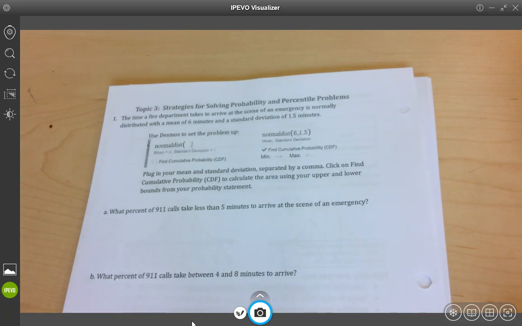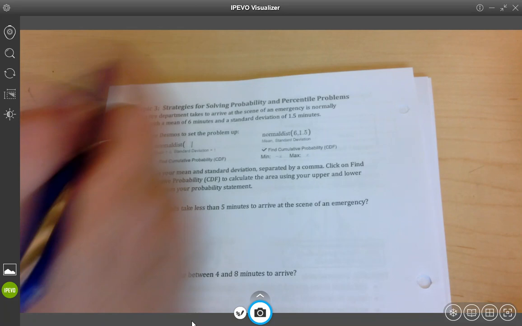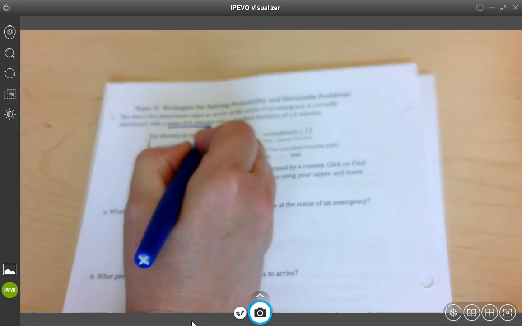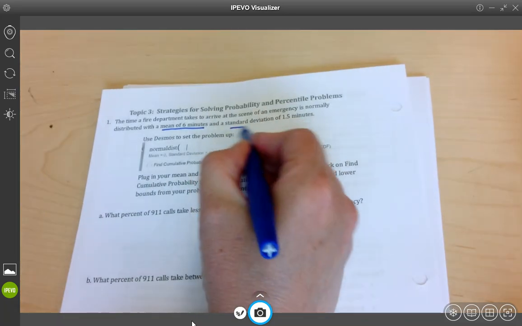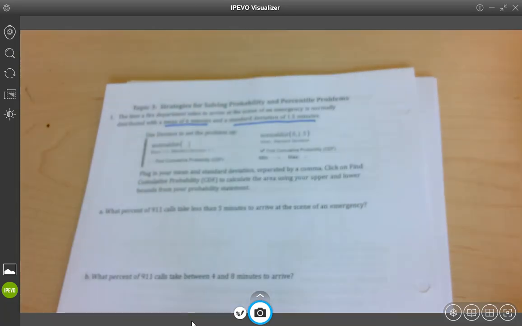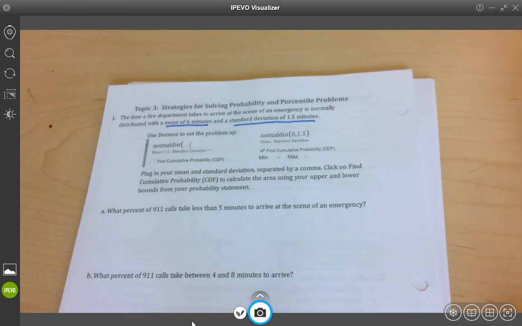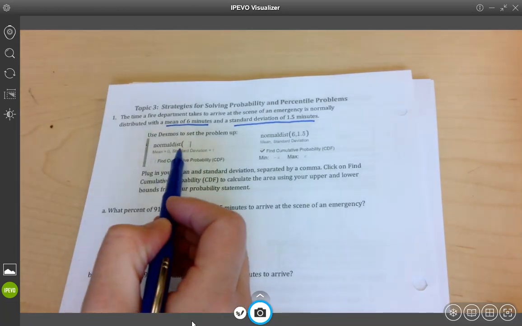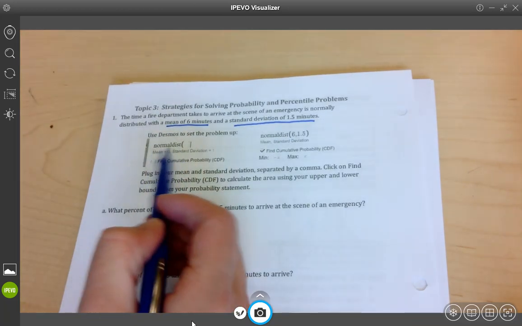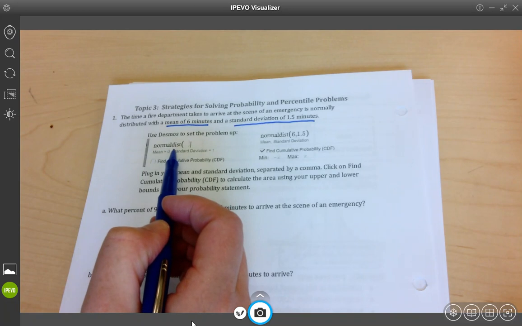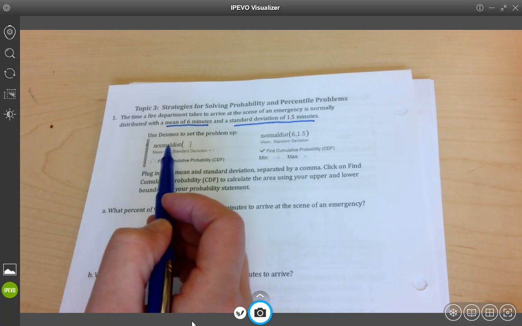All right, so we're on the back. The time a fire department takes to arrive at the scene of an emergency is normally distributed with a mean of 6 minutes and a standard deviation of 1.5 minutes. Use Desmos to set the problem up. So we need this command normal dist. You can find this command under functions in Desmos, or you can just type it. It's up to you.